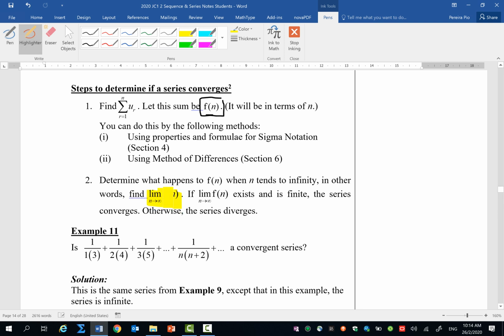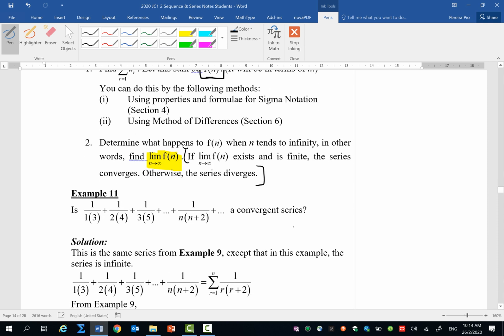The question is, can I find this limit? If the answer is no, then the series diverges. If the answer is yes, the series converges. So this line basically decides and tells you whether or not you can conclude that a series converges or diverges.